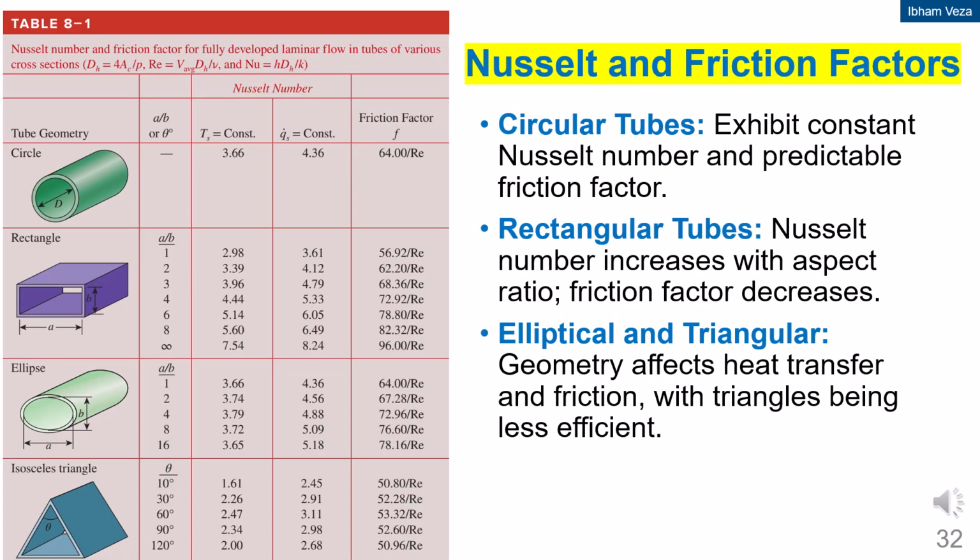Nusselt and friction factor. For circular pipes, the Nusselt number has a constant value in fully developed laminar flow. For rectangular ducts, the Nusselt number increases as the aspect ratio increases. In contrast, the friction factor tends to decrease as the aspect ratio increases. The cross-sectional shape strongly affects heat transfer performance and pressure loss. Therefore, duct geometry becomes an important design parameter.